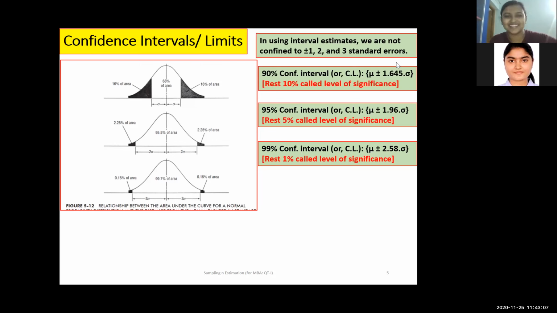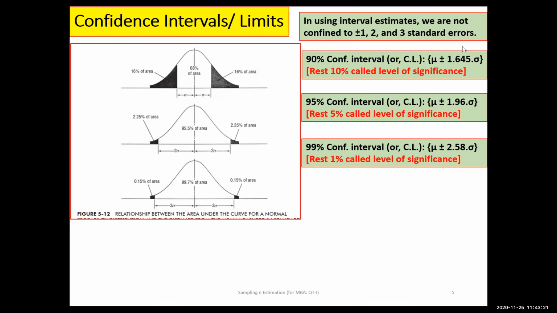Please, all of you are requested: only 3 numbers you have to remember. And the rest is called error. We'll be discussing that. So if the mu value and sigma are given, you have to find the confidence intervals.